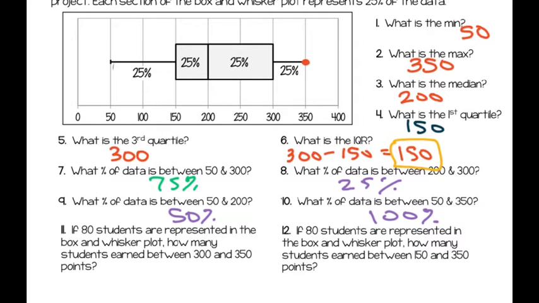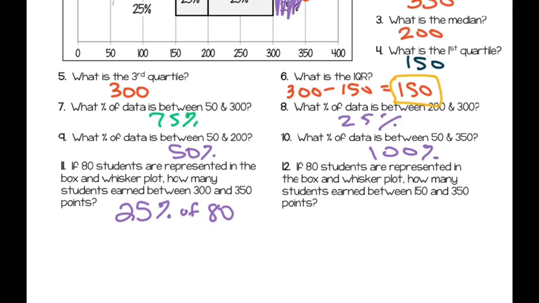So if that's the case, how many students got between 300 and 350? We're not asking for what percent got between 300 and 350. I already know that. But how many students is that? So since that's 25%, 25% of 80 students got between 300 and 350. So you can just do the math. That's a fourth of 80. So that means that 20 students scored between 300 and 350 on this project.